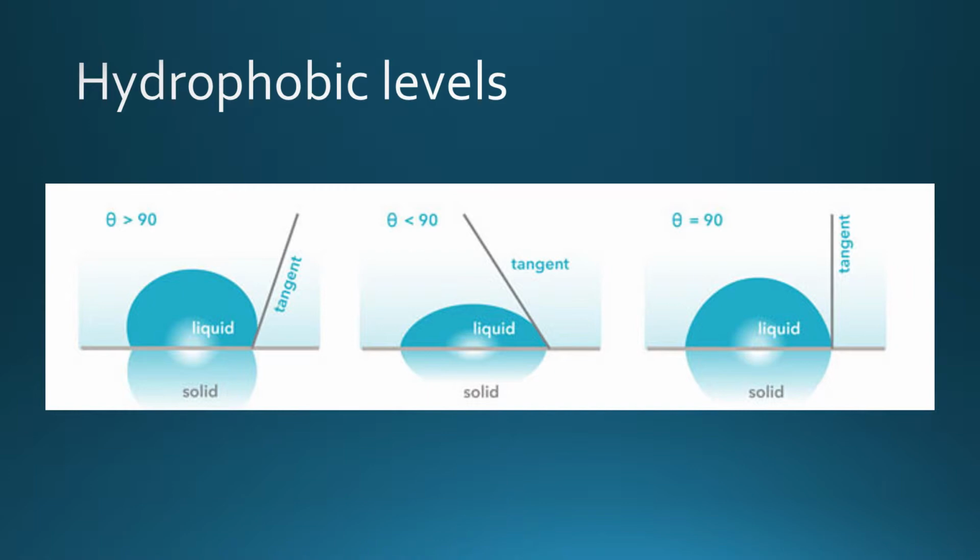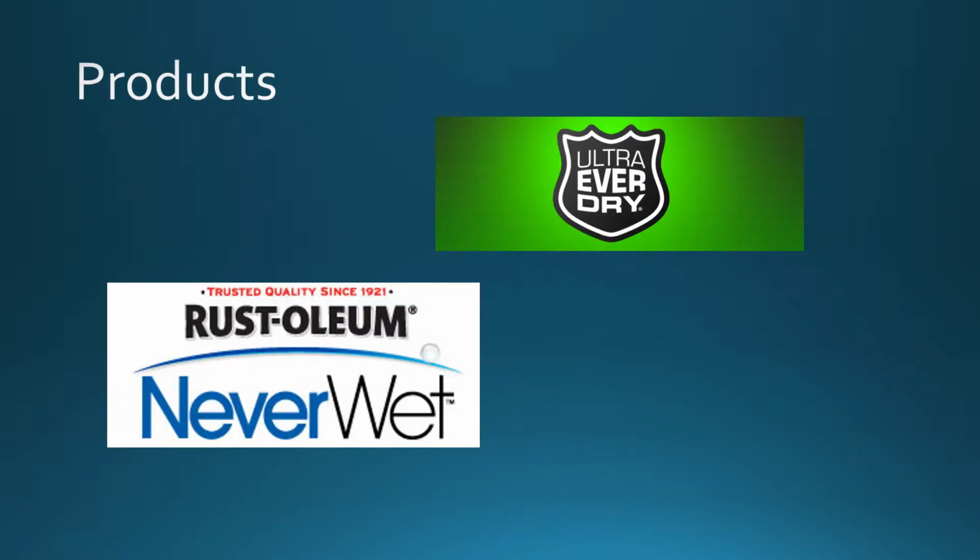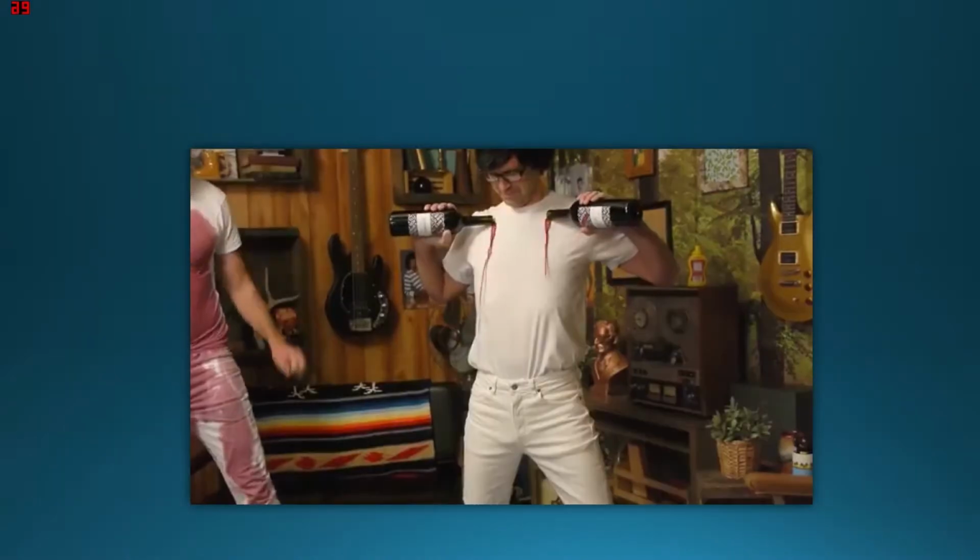To take advantage of this hydrophobic effect, researchers created a spray that mimics the properties of the lotus. Products such as Ultra Ever Dry and NeverWet are examples of these sprays. After applying the two-step coating, nearly any surface can be hydrophobic. Many people have experimented with this spray, such as a YouTube channel called Good Mythical Morning.